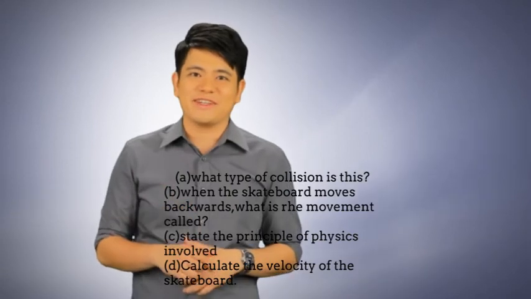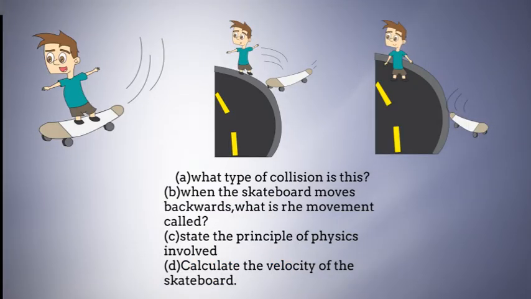Let's try another question. Figure 1 shows a boy jumping off a stationary skateboard onto the curb. The skateboard moves backwards. A. What type of collision is this? B. When the skateboard moves backwards, what is the movement called? C. State the principle of physics involved. D. Calculate the velocity of the skateboard.